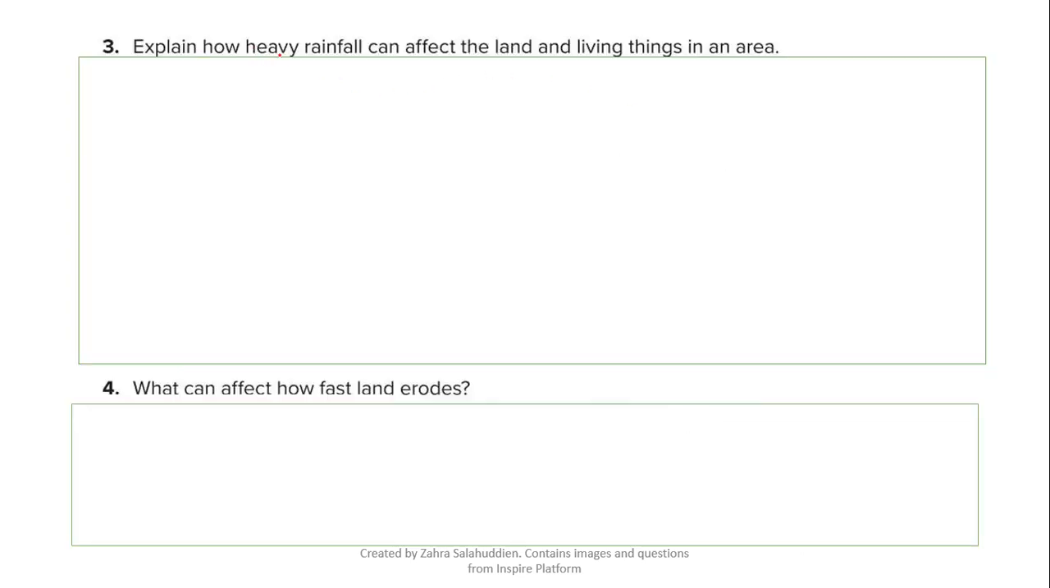You could be asked to explain how heavy rainfall can affect the land and the living things. So how does a lot of rain change the land and how will it make the lives of the living things in that area different? So let's think about heavy rain. When there's a lot of rain, there will be maybe more flooding. So heavy rainfall, as the rain falls, it will cause more pieces of rock also to move. And moving of the land is erosion. So it can make more erosion.